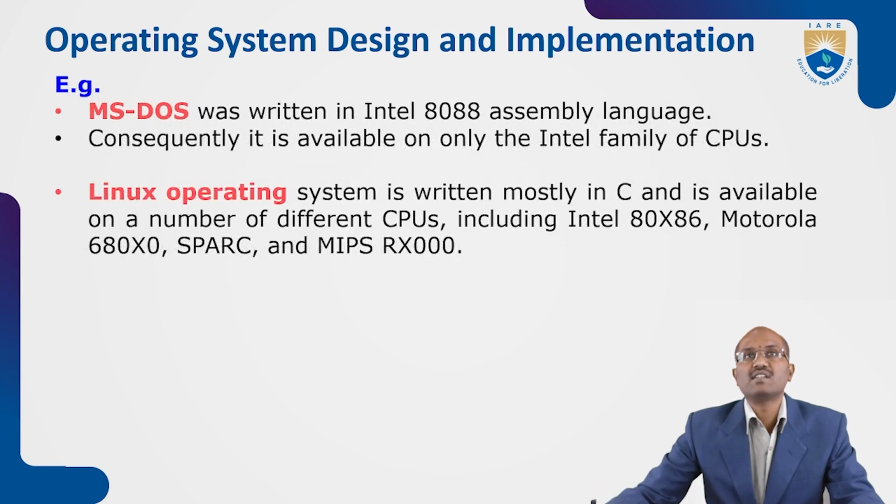So the main examples of operating systems are MS-DOS. It was written in Intel 8088 assembly language. Consequently, it is available only on the Intel family of CPUs. This operating system is not flexible for the user. This is an old operating system, and it is the root cause of the birth of all other operating systems.